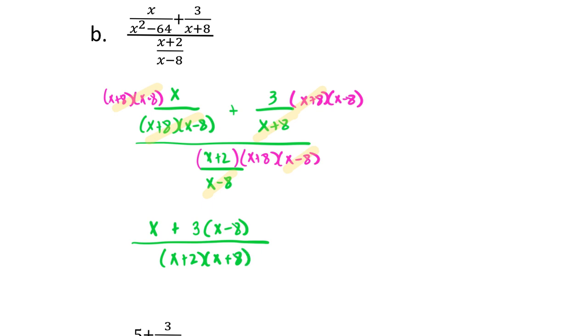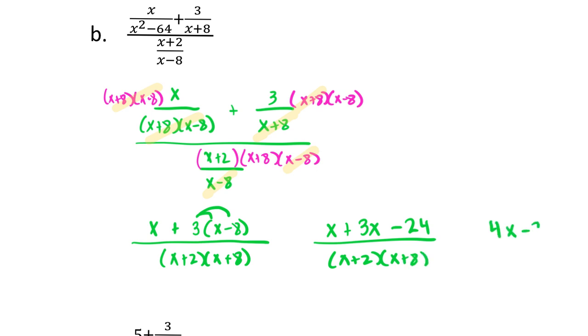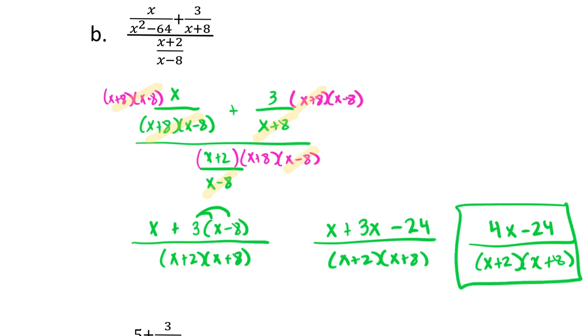I'm actually not going to factor that yet. I will distribute this 3 through. 3x minus 24. And then I have 4x minus 24. Which I can factor a 4 out, but by factoring that 4 out, I don't have any canceling. So I don't need to factor if there's no canceling. So there we go.